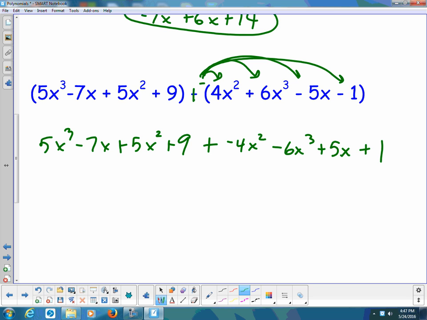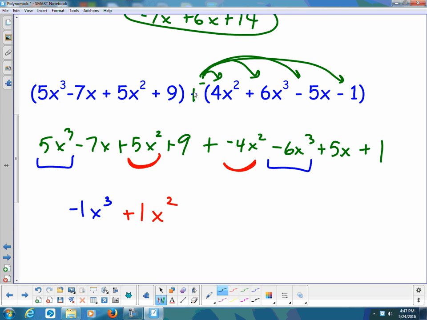So I changed this problem to addition, but then I had to change the signs of everything in the second parentheses. And now it's a can you match them up and add them up game. So I've got 5x to the third here and a negative 6x cubed here. That's going to give me a negative 1x cubed. My next highest term is x squared. I've got a 5x squared here and a negative 4x squared here, which would be a plus 1x squared. 1 is optional. You don't have to write it in, but it's understood to be a 1.